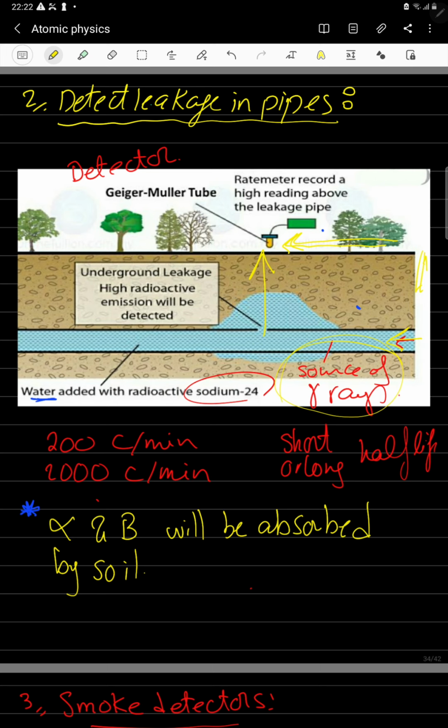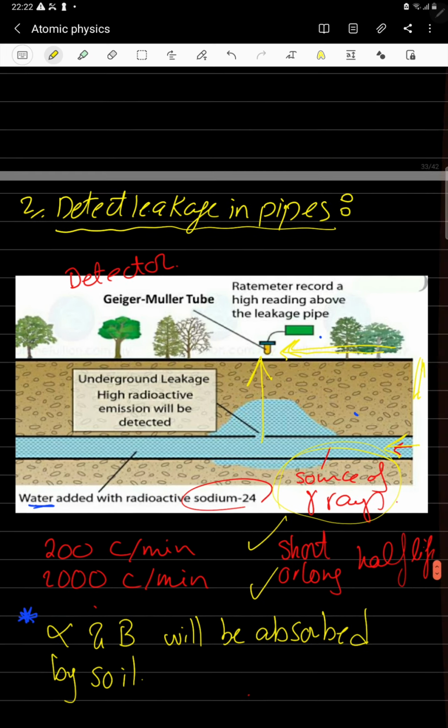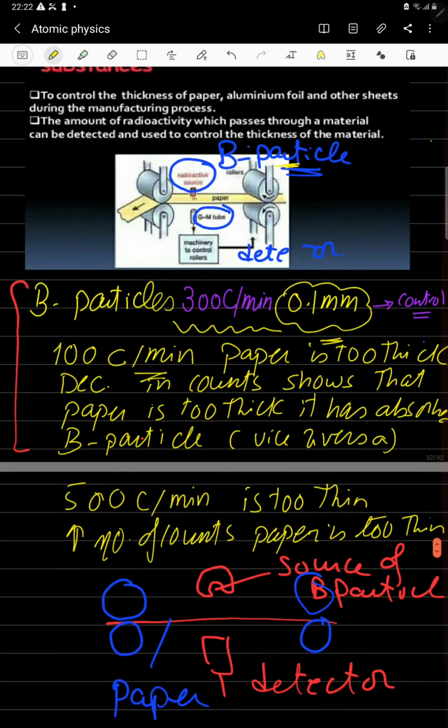But in this case, do we use a source of gamma rays like sodium-24, one having short or long half-life? What is the correct thing to be done? Short, of course. Why do we use short half-life? Because this is a problem that is going to be fixed in a few hours, so I don't want a long half-life, in order not to contaminate the water and the underground soil.